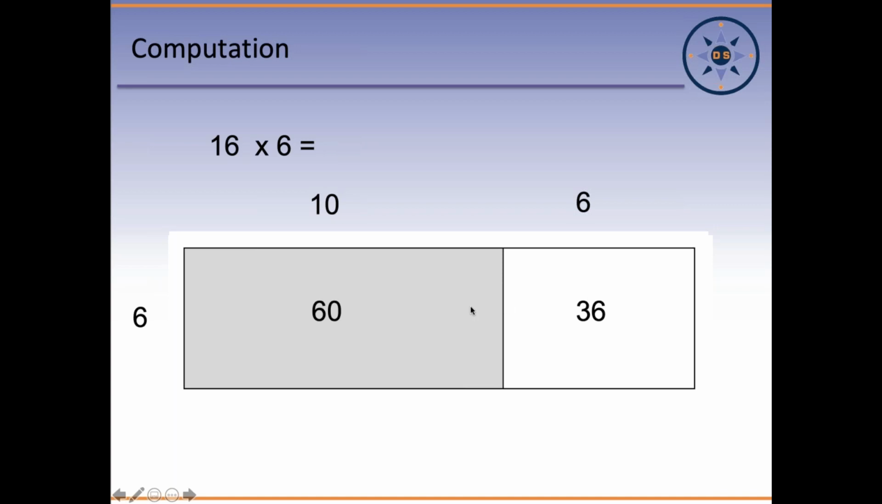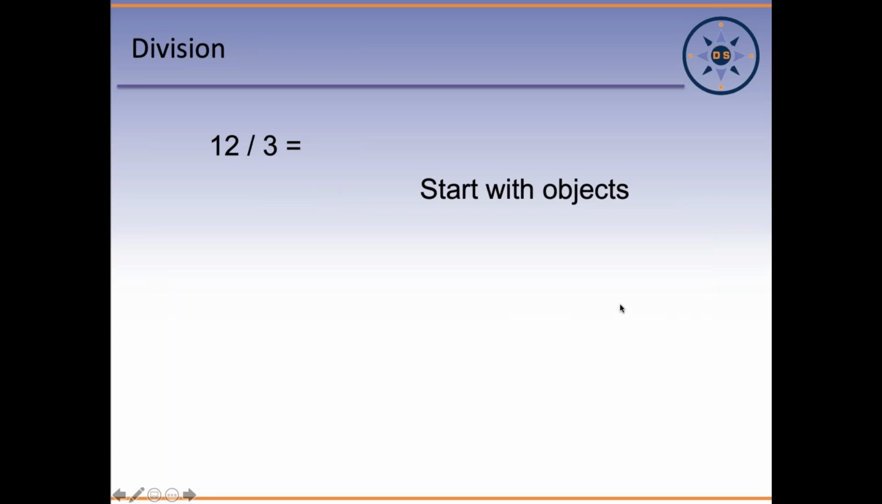And using grids is good. Using manipulatives is even better. Here's my 10 and my 6. So I know that I've got 16 across the top and 6 this way. And I can just draw the line, and this is 60, this is 36. So I get the answer.